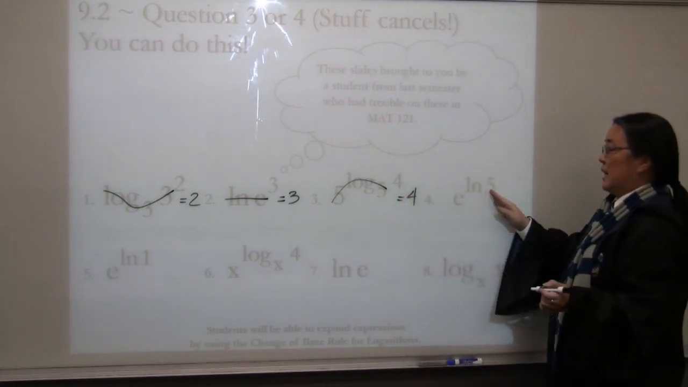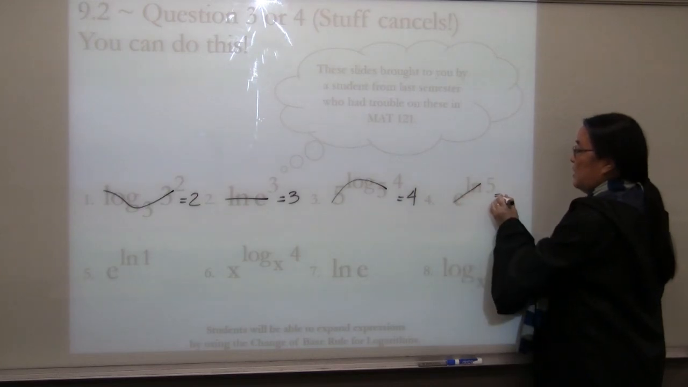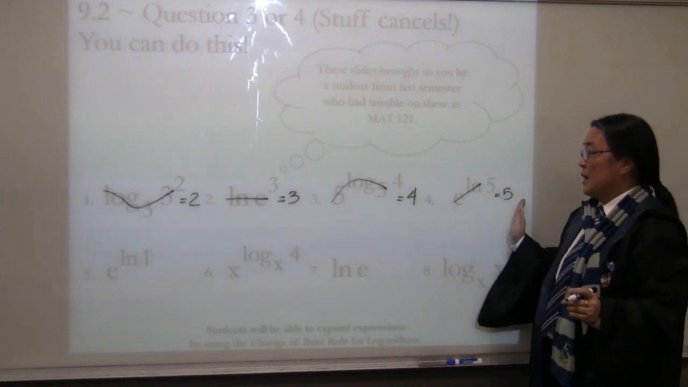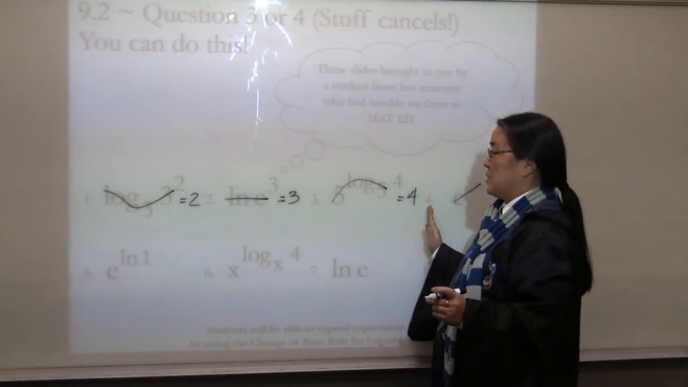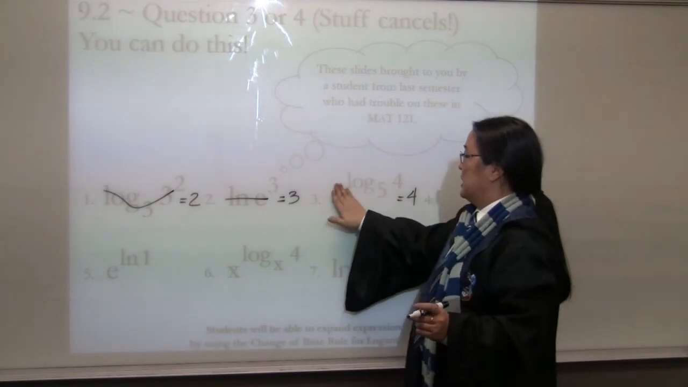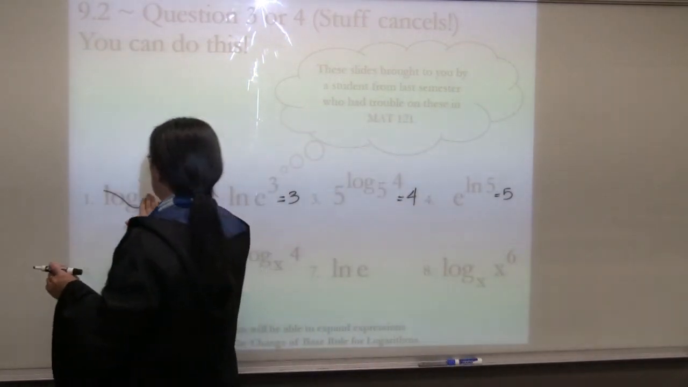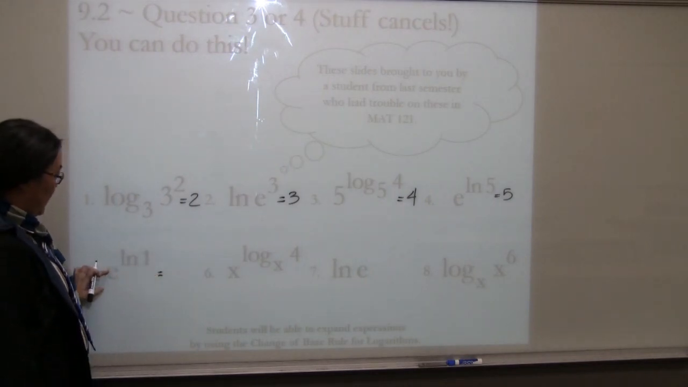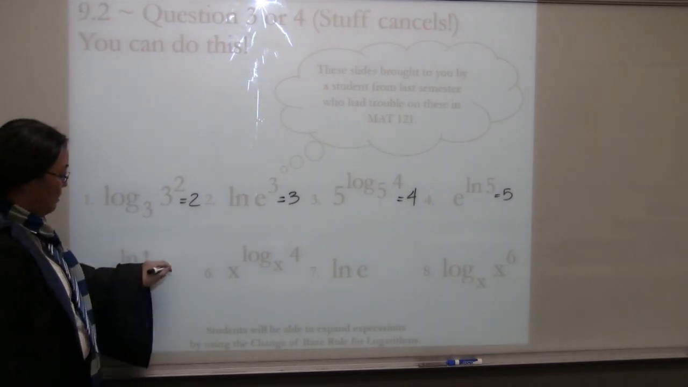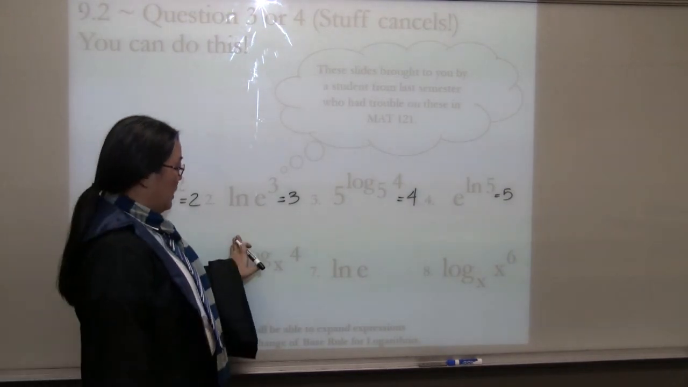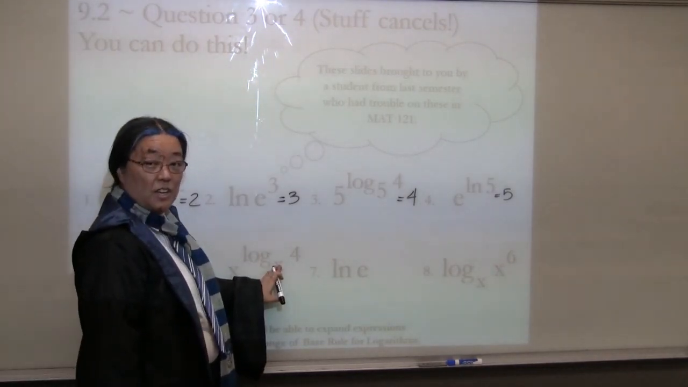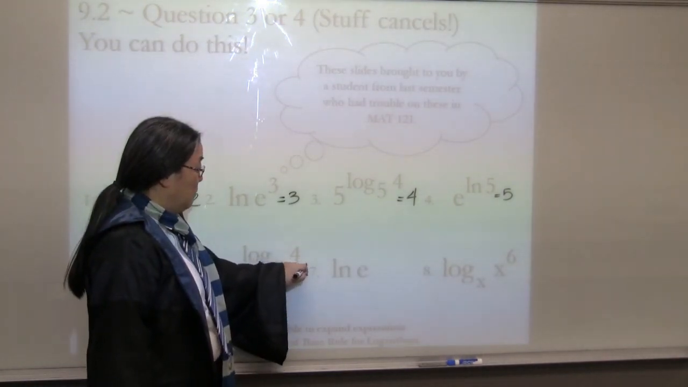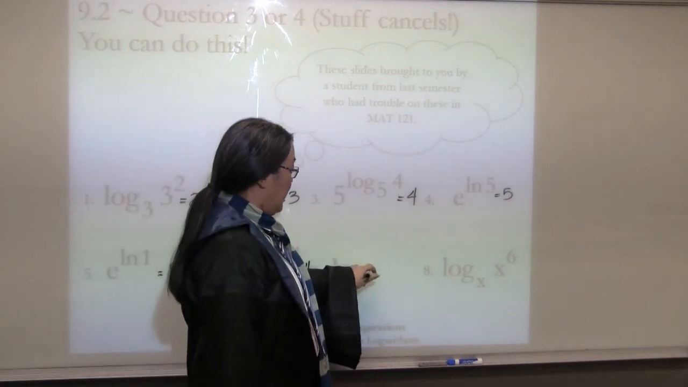E to the and ln are opposites. They cancel and all you're left with is 5. Question on the left, equal sign, answer on the right. You don't have to be doing these, but if you need to do those, you may do those. E to the and ln cancel and give you 1. X to the and log base x, just like in chapter 9, day 1, question 4, those cancel and give you 4. ln and e cancel and give you the exponent.